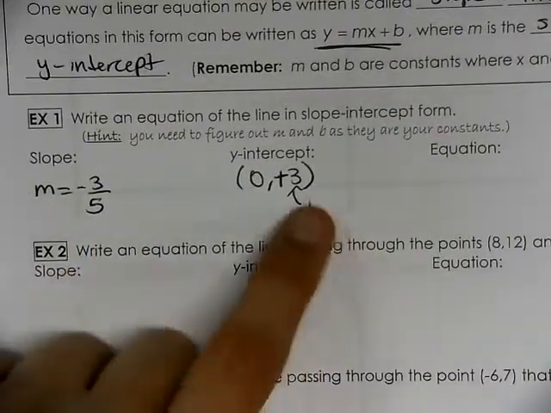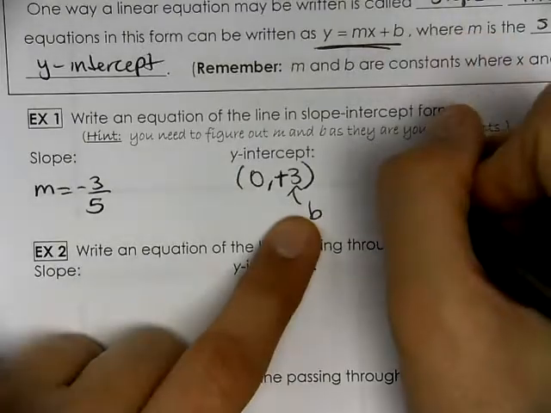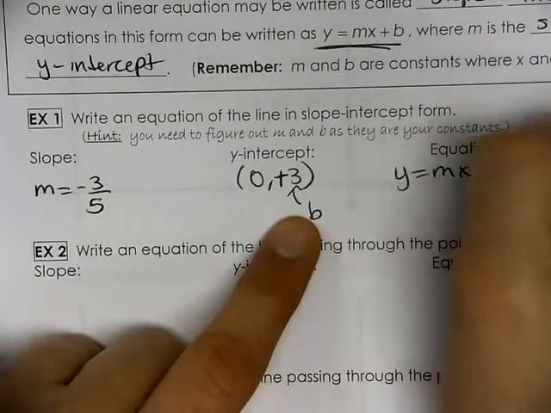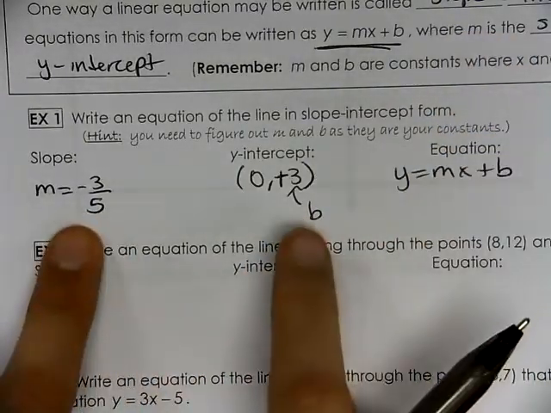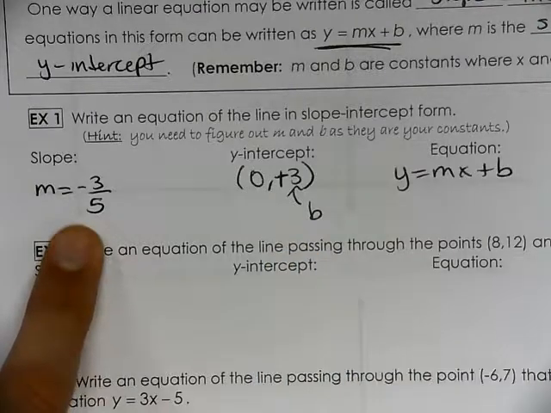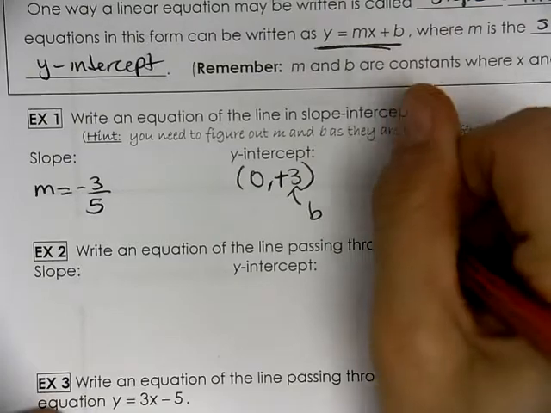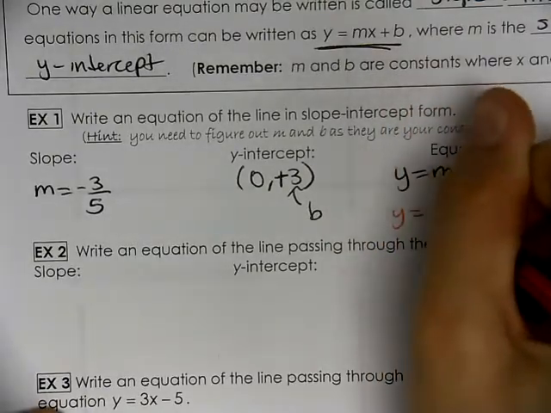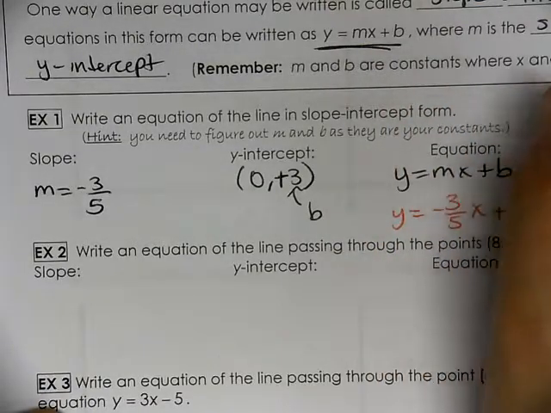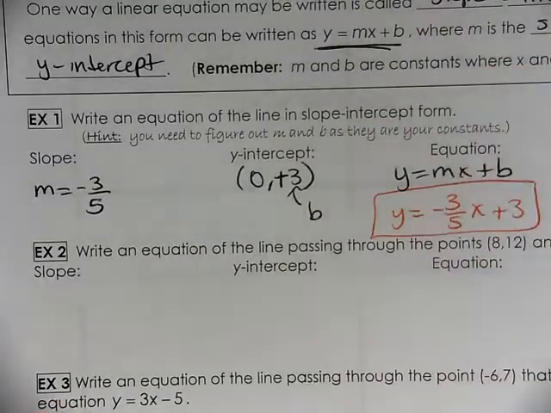So if I give you a slope and they give you a y-intercept, your equation should be y equals mx plus b, when we have m and we have b. So real easy. Y equals negative 3/5 x plus 3. And you're done. If I give you the slope and the y-intercept, you should just be able to plug them in. There's really no work. Just plug, call it a day.